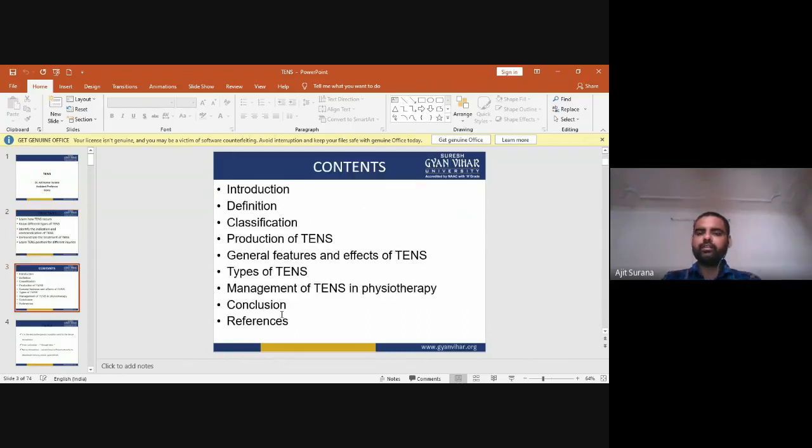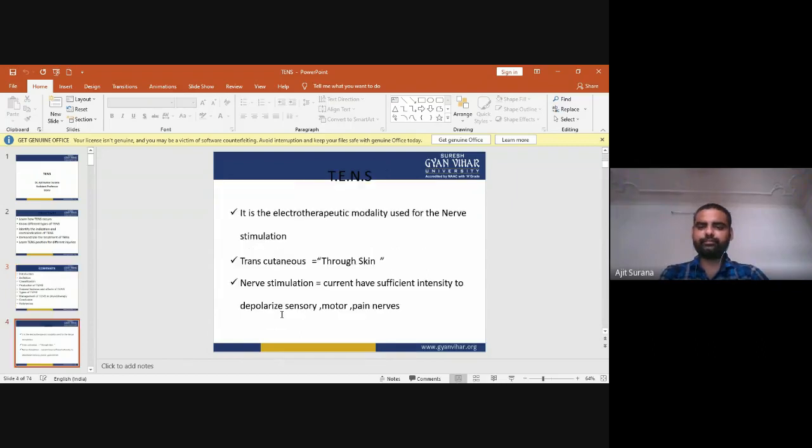Now, the contents of TENS: introduction of TENS, definition, classification, production of TENS, general features and effects of TENS, types of TENS, management of TENS in physiotherapy, conclusion and references. These are the contents of TENS.